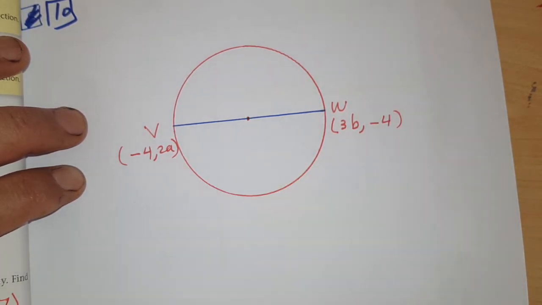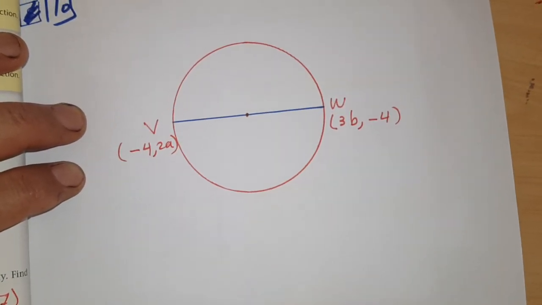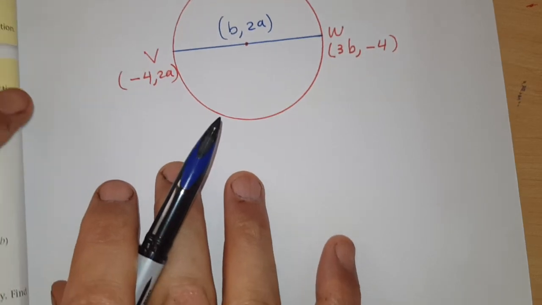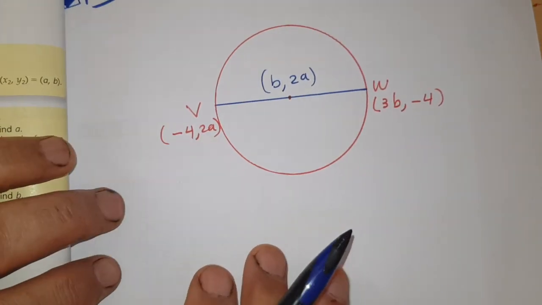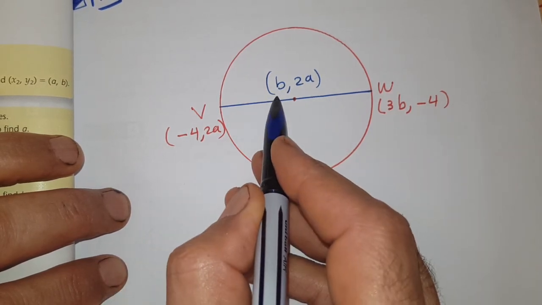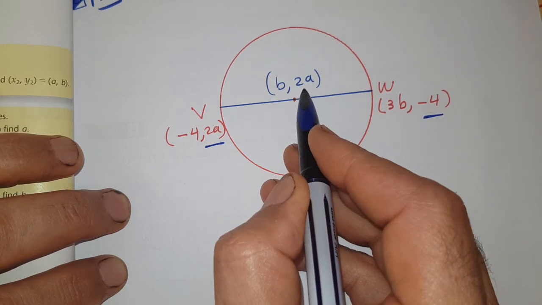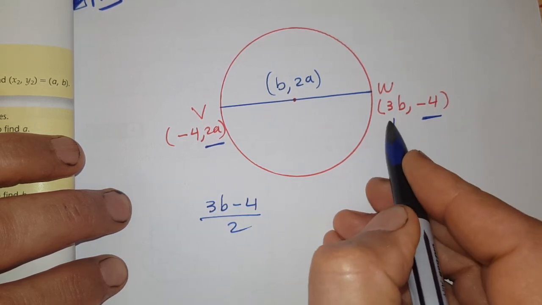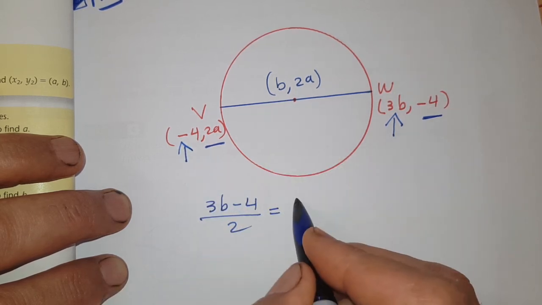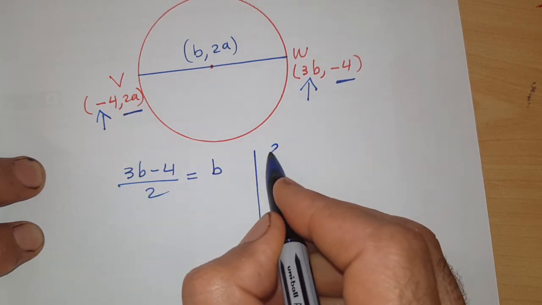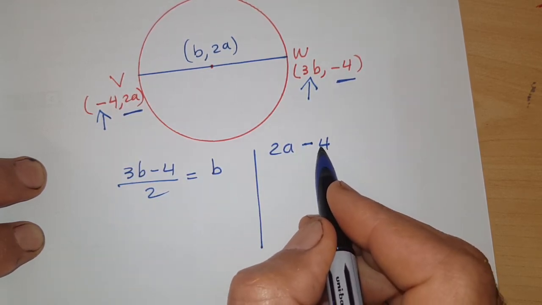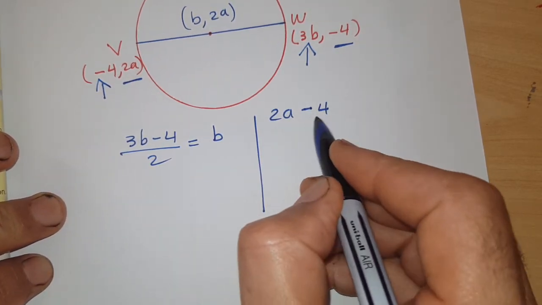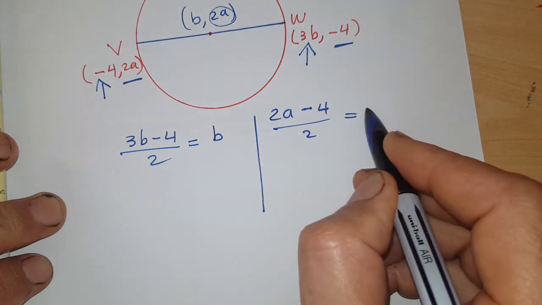They lie on the circle. The center is (B, 2A). Okay? What's the question now? Find the values of A and B. We also apply the midpoint formula, so solve it with me. The sum of the x's over 2 equals B, and the sum of the y's over 2 equals this y, 2A. So 3B plus this number, over 2, equals the midpoint B. And the other equation in the y: 2A minus 4, I have minus 4 in both. Let me double check. Yes, 2A minus 4 over 2 also gives you the A, the y coordinate of the midpoint.